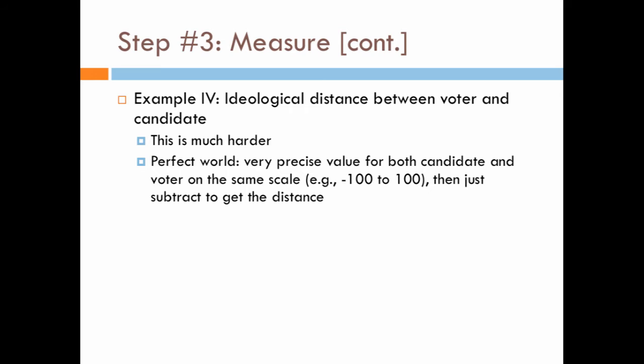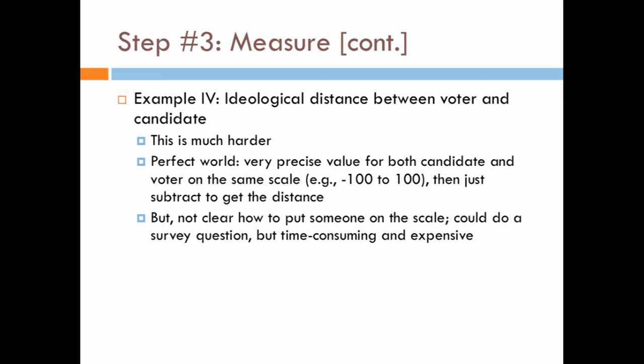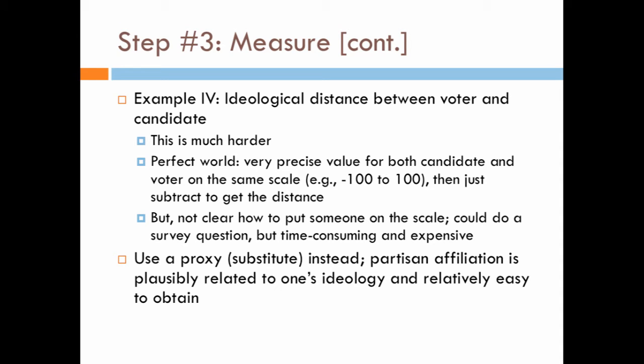In a perfect world, we would have a very precise value for both candidate and voter on the same scale, like from negative 100 to positive 100, from left to right. We could just subtract the distance and get a very precise measurement. But it's not clear how to put individuals and candidates on the same scale. We could try to implement a survey to question both the voter and the candidate, but this would be both really time-consuming and expensive. So instead, we need to use a proxy or a substitute measurement.